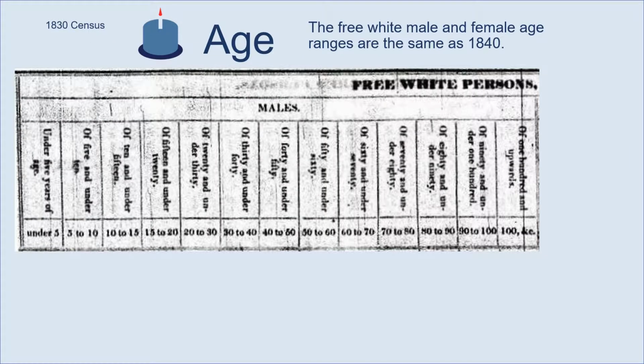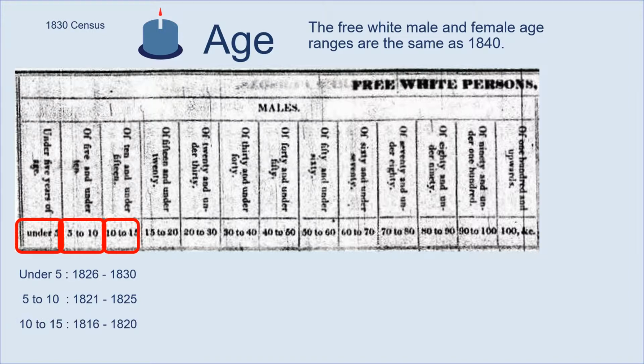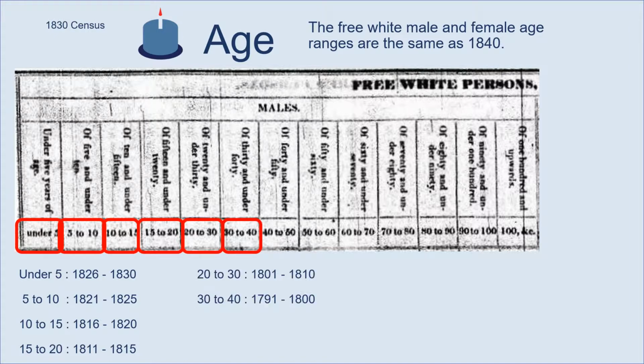Age. The free white male and female age ranges are the same as 1840. Under 5, they were born 1826 to 1830. 5 to 10, they were born 1821 to 1825. 10 to 15, they were born 1816 to 1820. 15 to 20, they were born 1811 to 1815. 20 to 30, they were born 1801 to 1810.